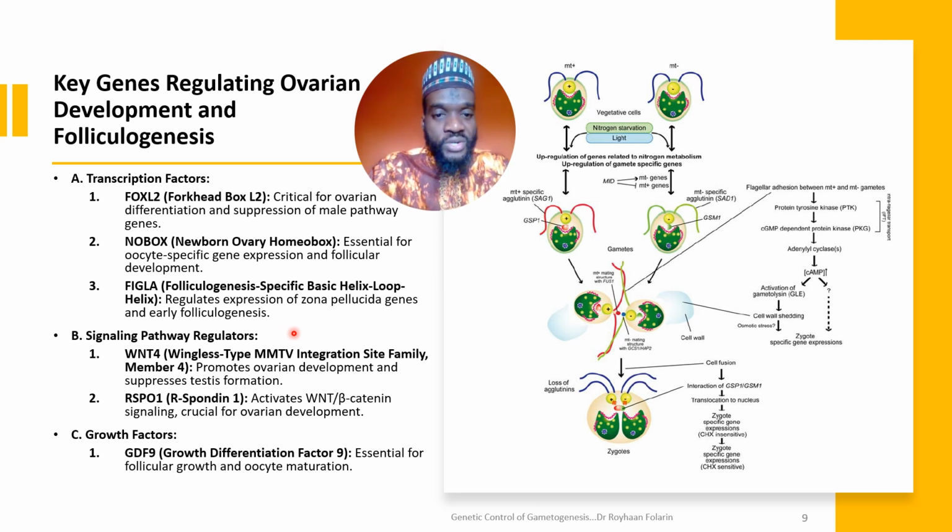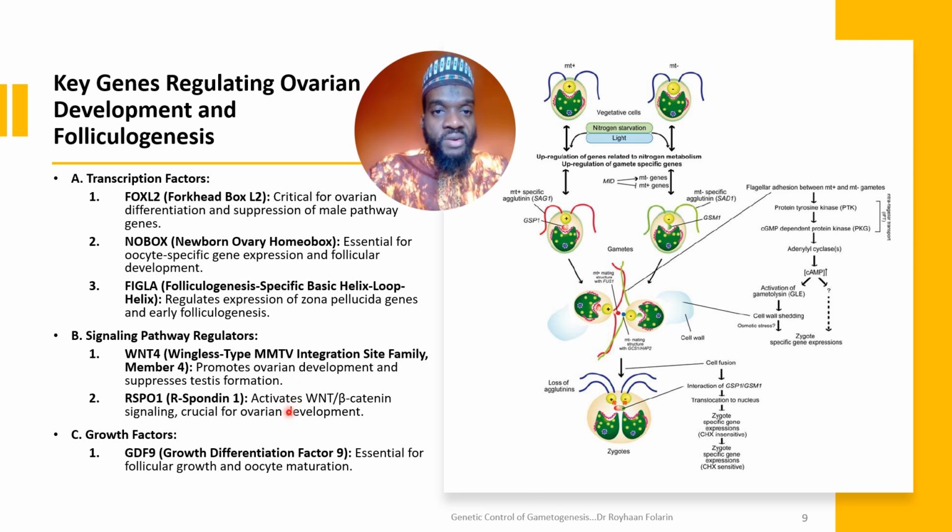Next is this category, which are known as the signaling pathway regulators. We mean genes that are involved in cellular signaling, and an example of them is the WNT4. WNT4 stands for wingless-type MMTV integration site family member 4. And this gene plays a crucial role in ovarian development by promoting the formation of female reproductive structures. It's also involved in the development of the Mullerian ducts, which give rise to the female reproductive tract. So it promotes ovarian development and suppresses testis formation.